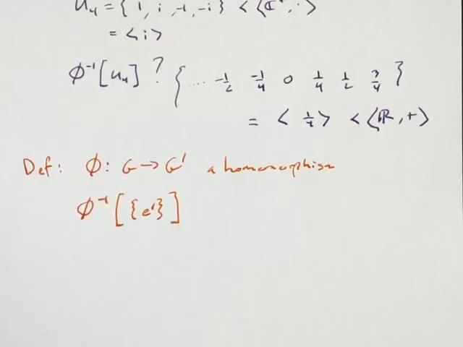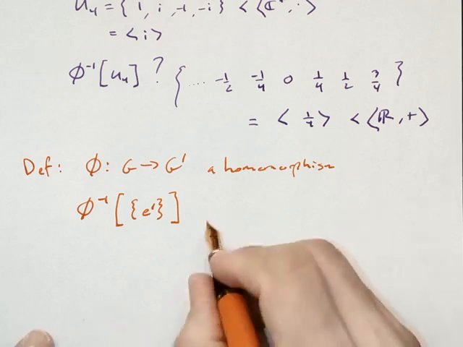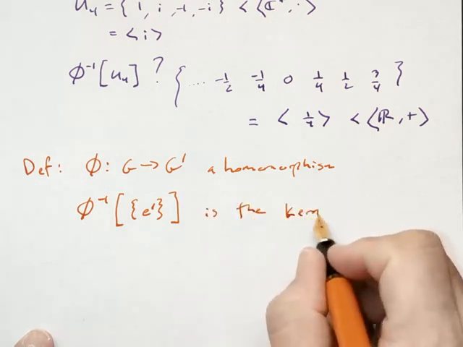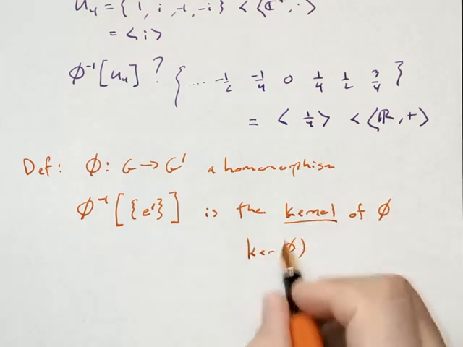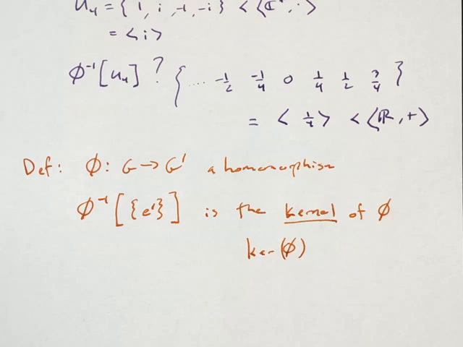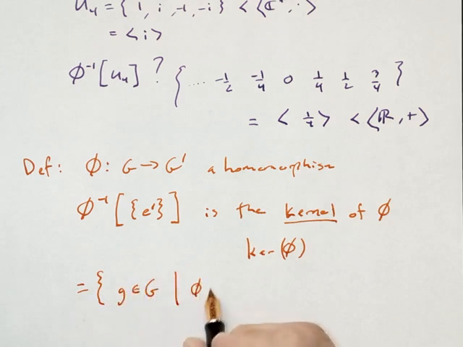Let's consider the preimage of the identity in G prime. I'm going to give this set a name. Those of you who have taken linear, are taking linear, will hear this name again. We're going to call it the kernel of phi. We're going to write that as ker phi. And by definition, this is the set of elements in G so that phi of g is equal to e prime.